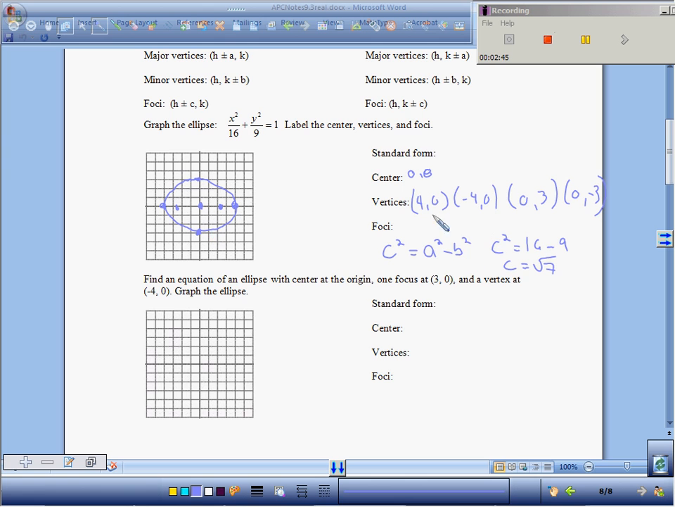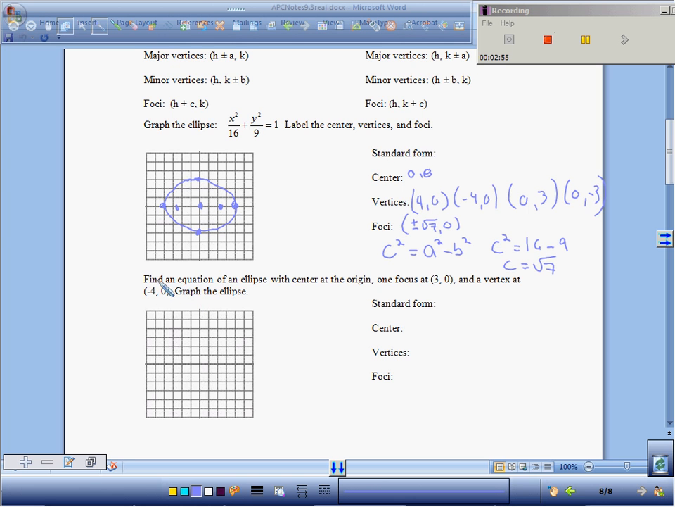So the foci are at plus or minus root of 7, comma 0. Meaning one is at positive root of 7, and one is at negative root of 7. Okay? Questions?